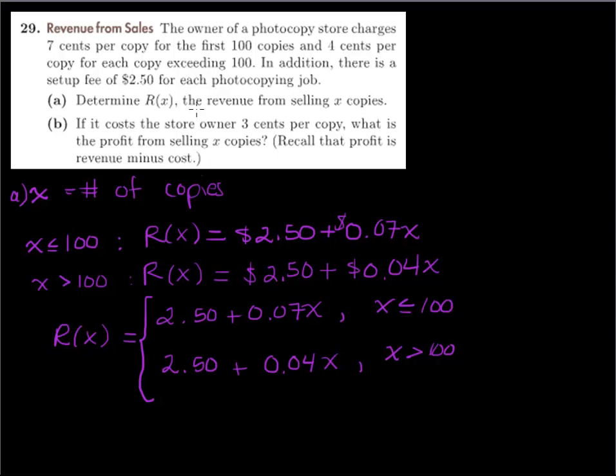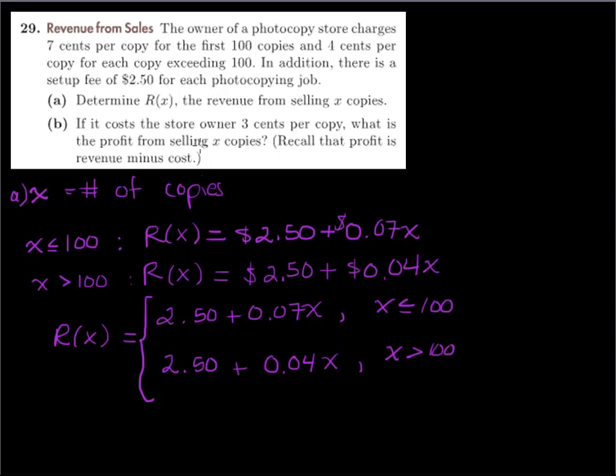Remember, revenue is just the total amount of money you bring in. That's not how much money you make, right? It costs you money to make those copies. You have to maintain the copy machine, you have to buy the copy machine, you have to pay your employees. So it costs the owner 3 cents per copy. What is the profit? And then right here it says recall that profit is revenue minus cost.